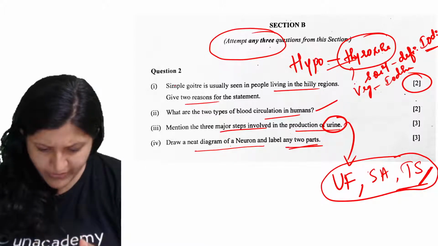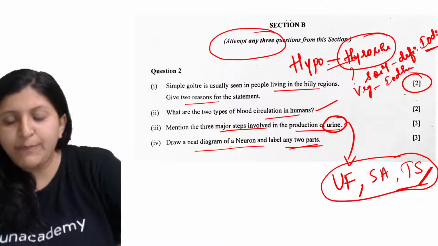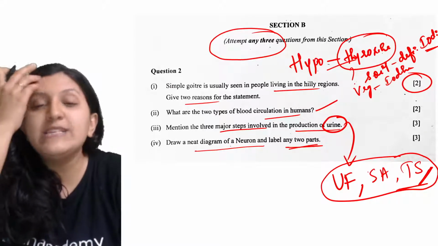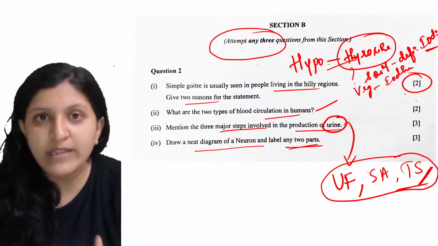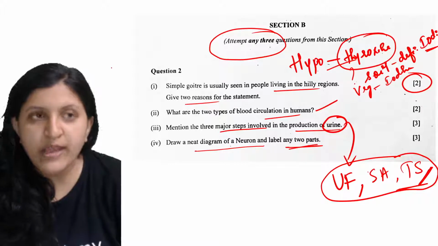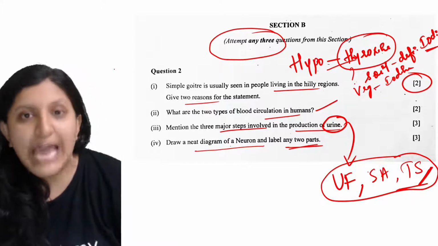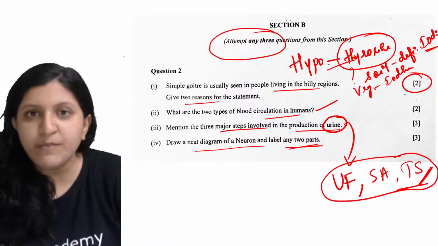People are not well developed in hilly regions, so it is not like that. It's not that people are not well developed. The soil is not having iodine, and the vegetables grown in that soil do not have iodine, and that's the reason thyroxine is not produced. As the thyroxine is not produced, there can be simple goiter. So less production might be occurring.